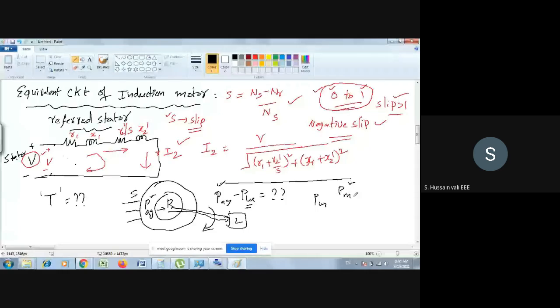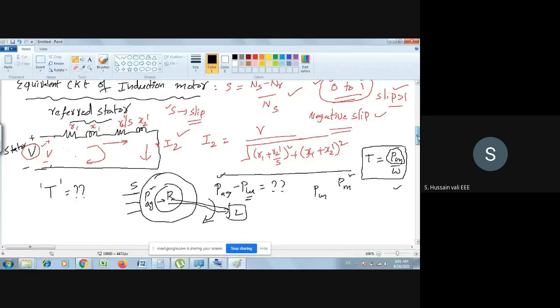So what is the relationship between torque and power? You know this: P is equal to 2 pi N T by 60. So torque is power Pm by omega. What is omega? Omega is the angular speed. So this is the torque equation. Now how do you find the power? We can find the power here using I2 squared and everything.